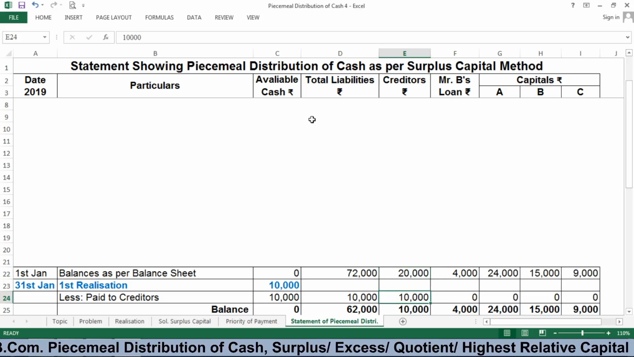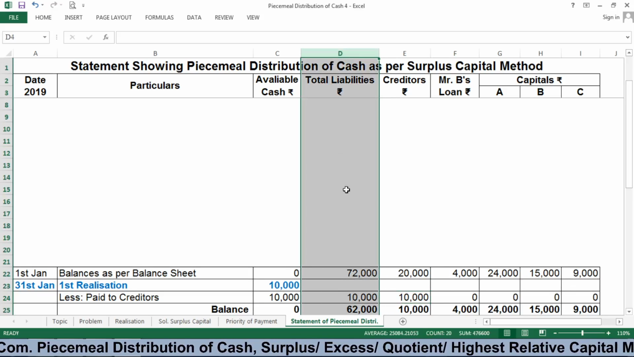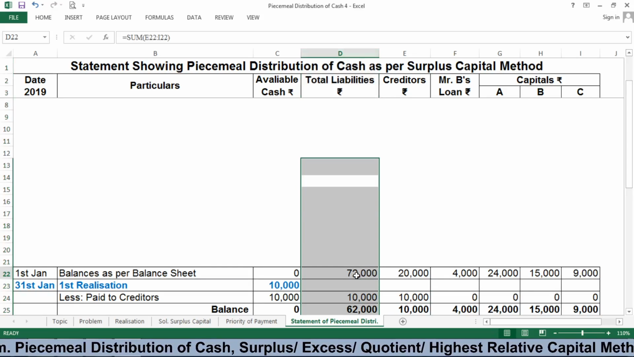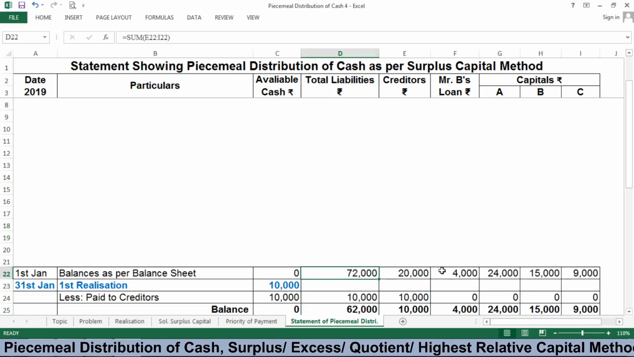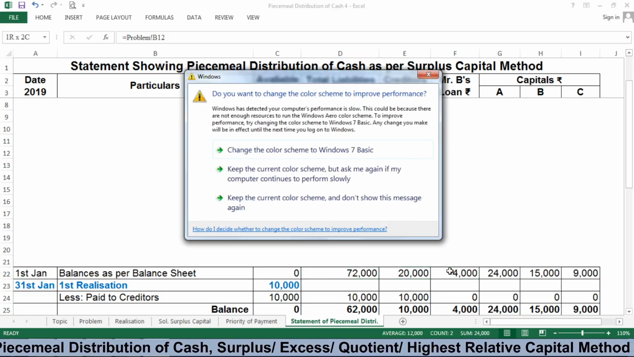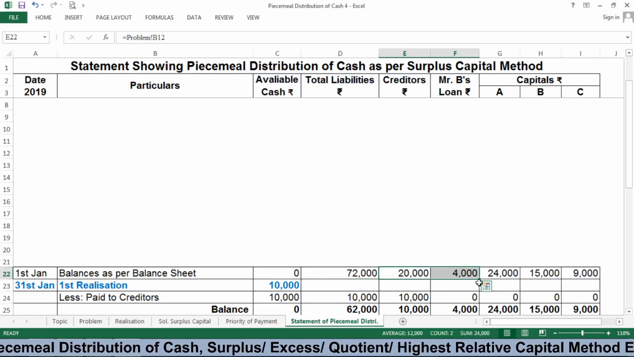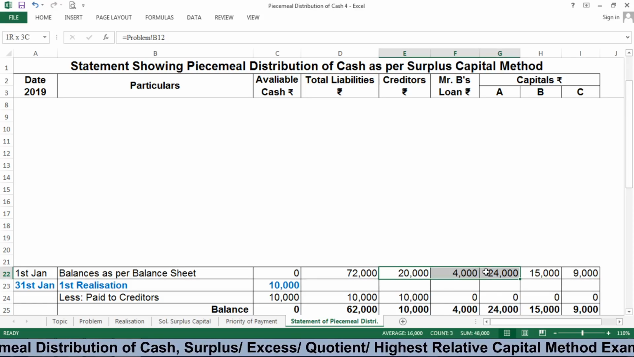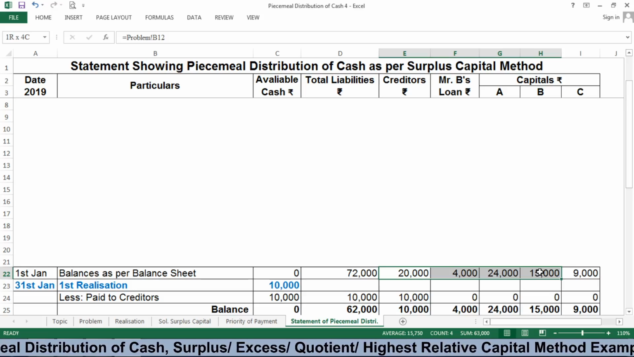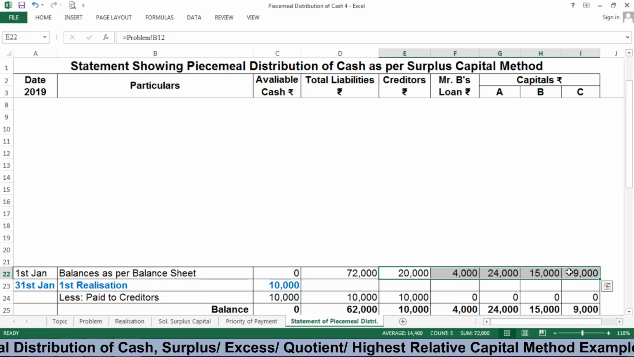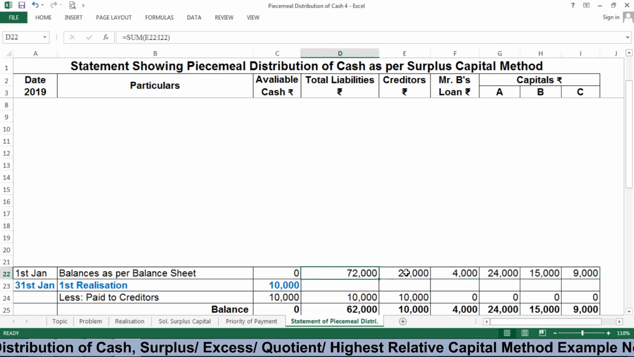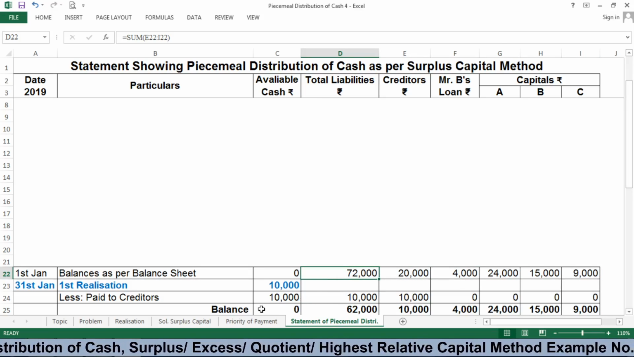Here the column total liability is very important. Why? It is the total of all the liabilities. So it is 72,000. Let's check. 20,000 plus 4,000, 24,000. Then plus 24,000, that is 48,000, plus 15,000, 63,000, plus 9,000, it comes to 72,000. That means we have to pay 72,000 as a total liability.